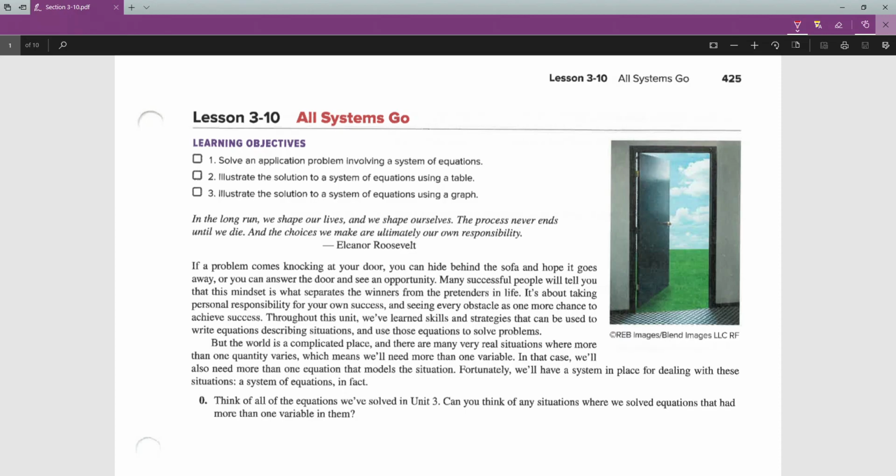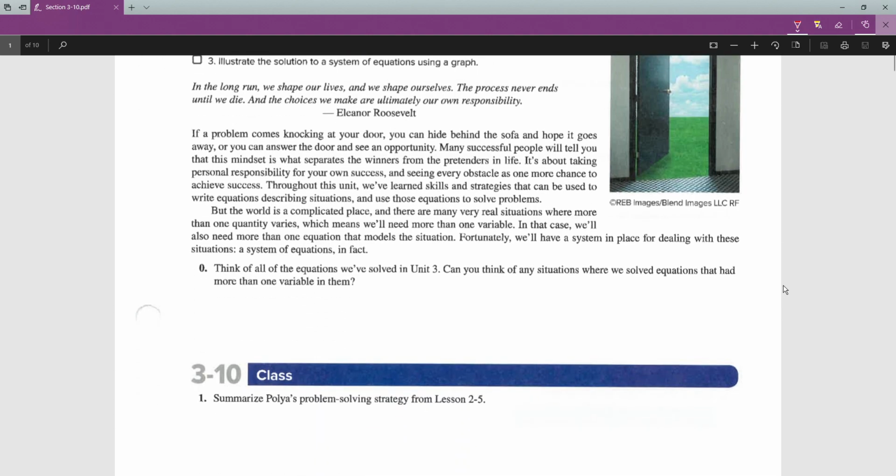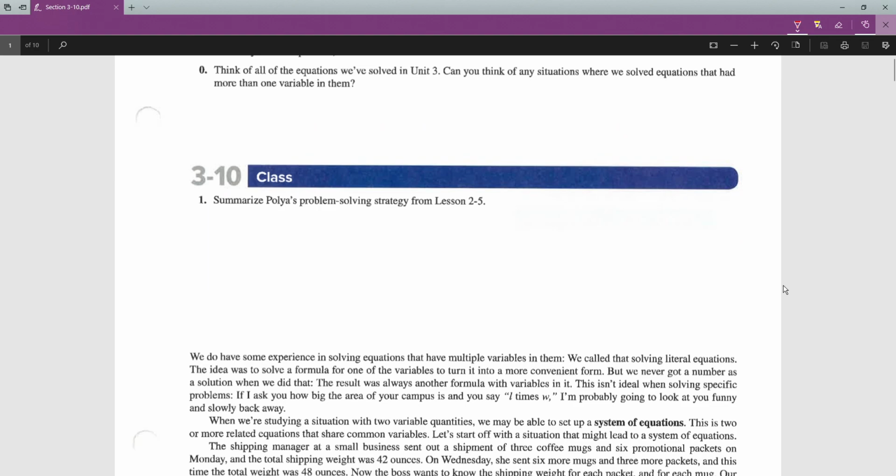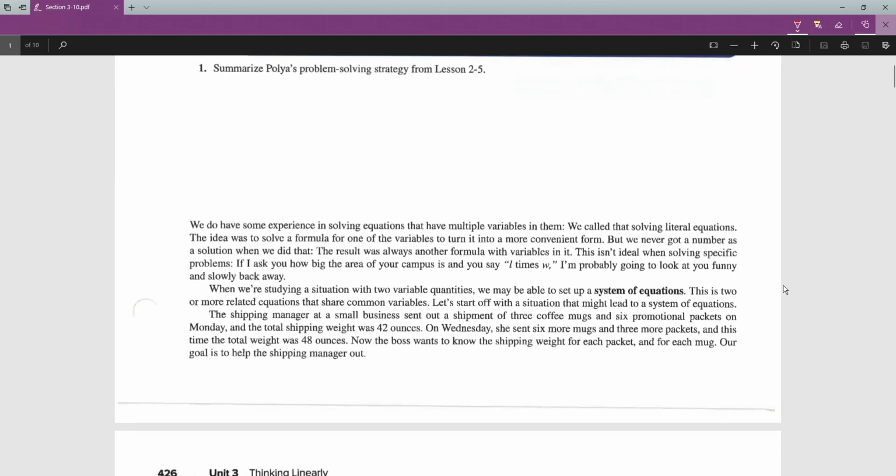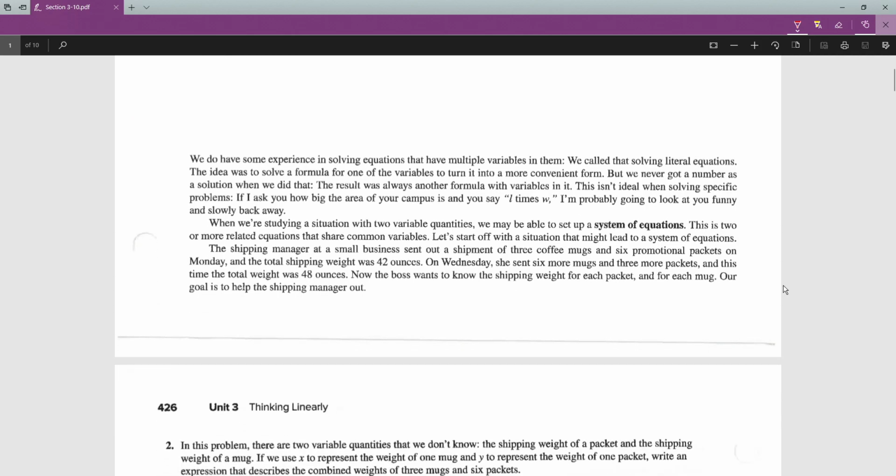We're now going to look at our last section, lesson 310, titled All Systems Go. This is solving problems with systems of equations. You're welcome to read any of the intro stuff. We're not going to summarize Polya's problem-solving strategy again. You can look through that. We've done it a few times, so you can look back or look at the old videos where we did that. We're going to start towards the bottom of page 425.